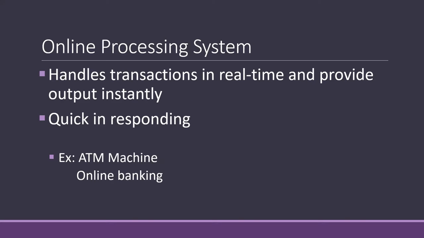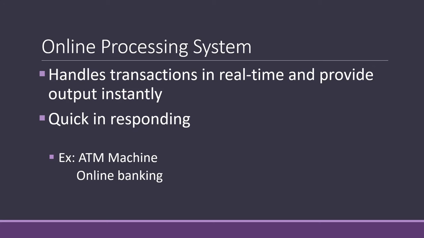The next one is online processing systems. Online processing systems handle transactions in real time. That means once we give the input, the output should be given right away. So the response is quick. For example, an ATM machine or an online banking app. Think that we are going to withdraw money from an ATM machine. Once we enter the card, give the PIN, and give the amount which we need to withdraw, the machine should issue money at the same time, like within less than 1 minute.